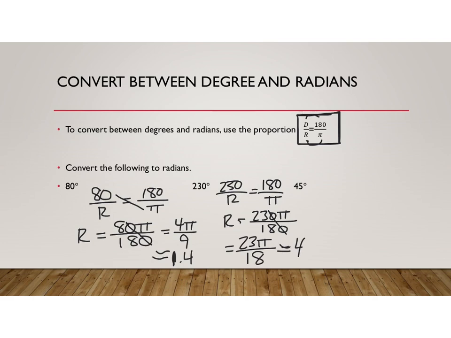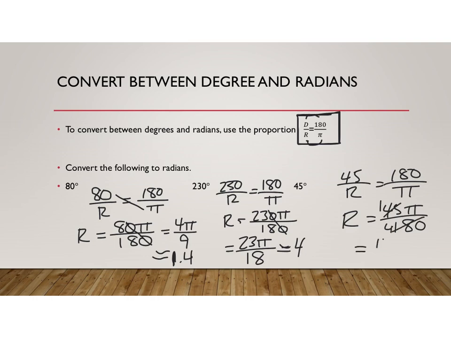45 degrees. We'll talk about how to do this one quickly and mentally, but using the proportion, 45 is to r as 180 is to pi, and cross multiplying, r would be 45 pi over 180. 45 goes into 180 4 times. So 45 degrees is exactly pi over 4. And pi divided by 4 is about 0.79, rounded to the nearest hundredth.